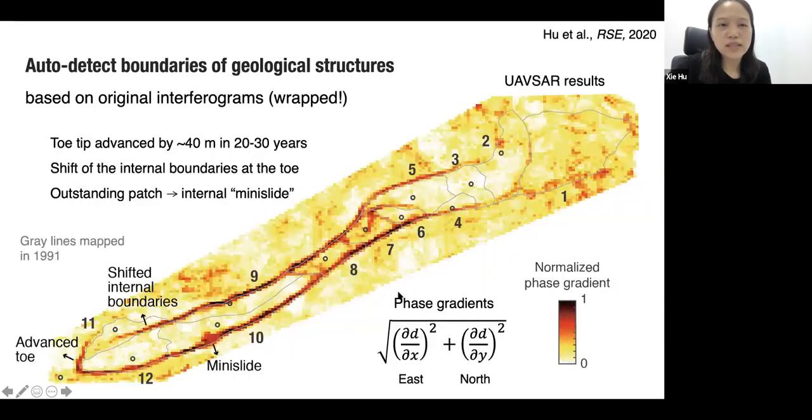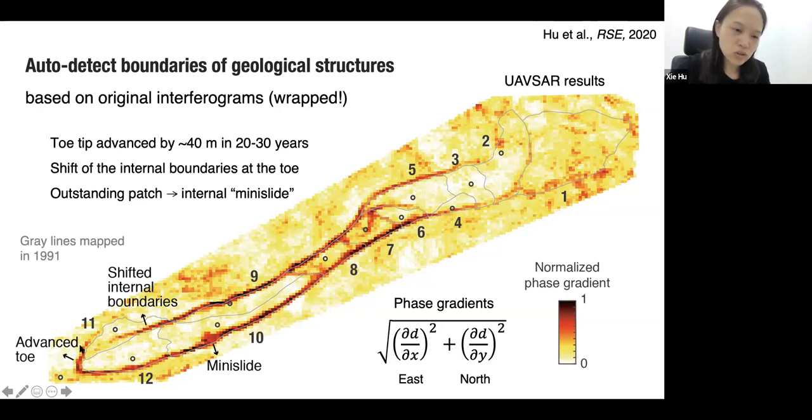So this automatic approach can be applied to the original interferograms before unwrapping, so we can introduce more interferograms with longer time span, and we don't need to worry about whether they can be unwrapped correctly or not. So with this approach, here are our results. The reddish pixels mean high phase gradients, and the external margins can be mapped very well.